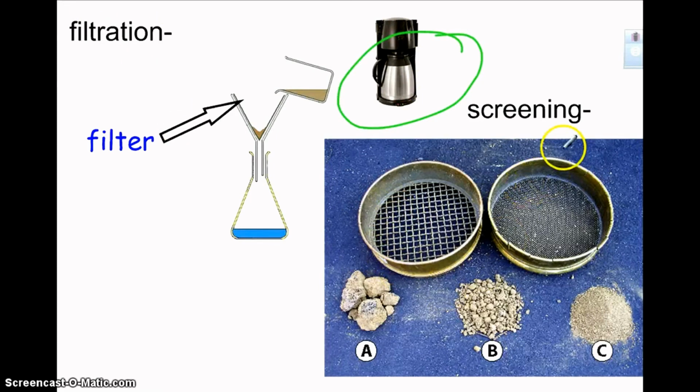Not cool. Screening. Screening, very similar to filtration, but with screening, you have screens, and that just separates out the size of the particles. So these screens are used to separate the particles that are in soil, large, medium, small. So screens can be used to separate mixtures by the size of the particles that they're made of.